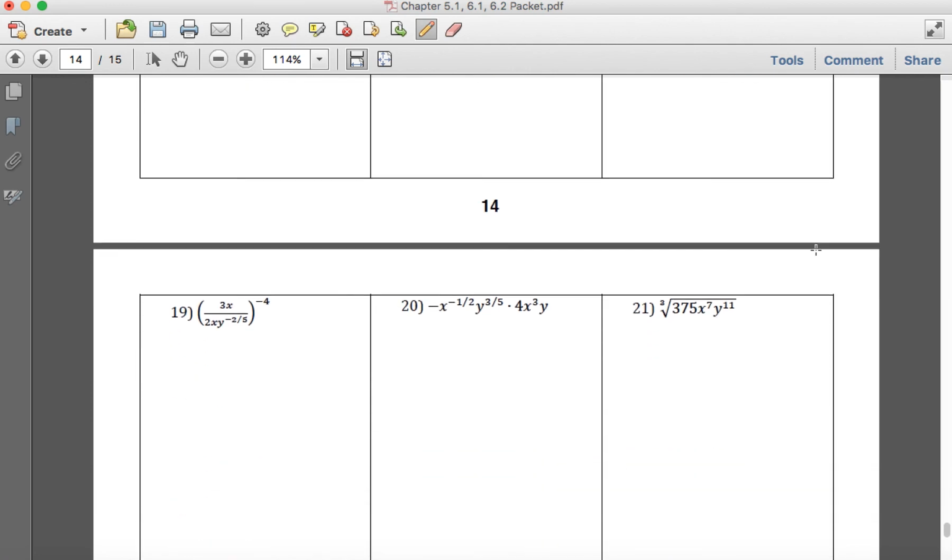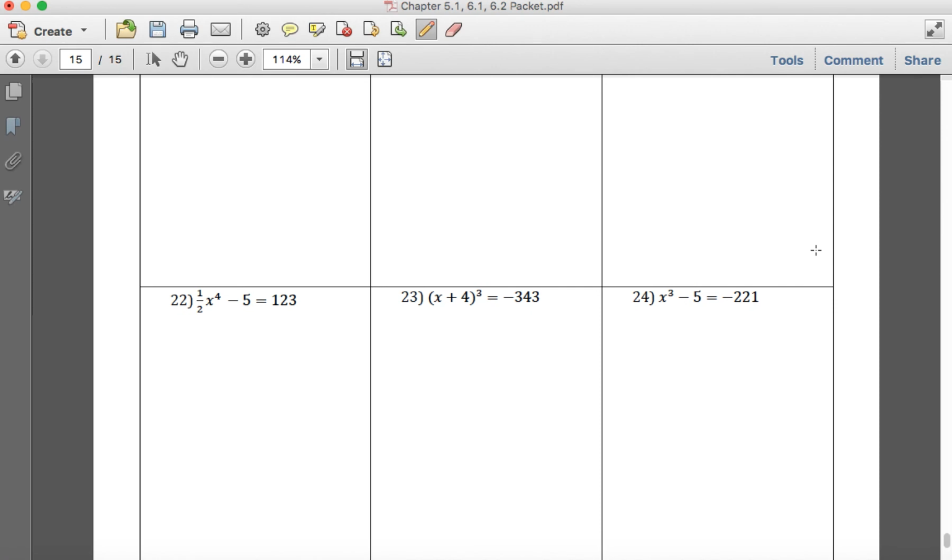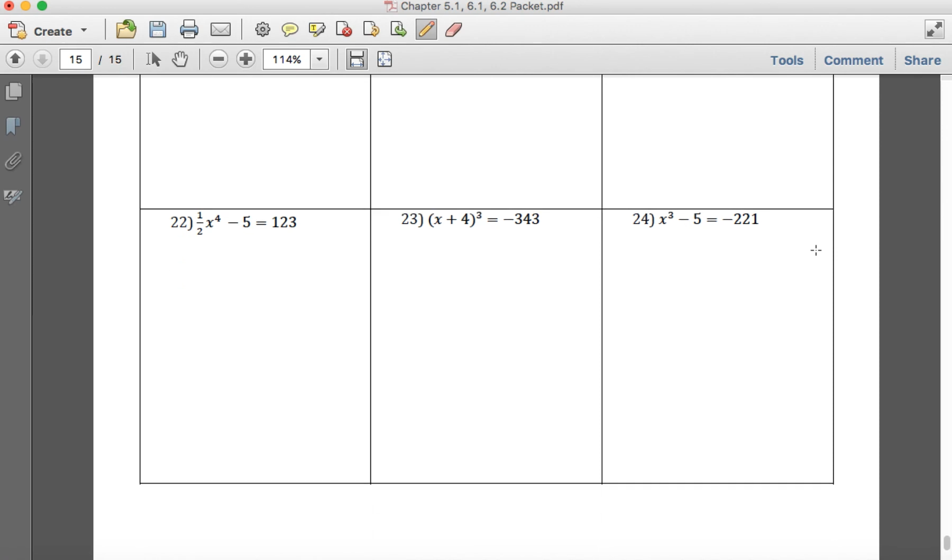Now let's do one problem on the last page here. Page 15. We'll try this one over here. First thing I'm going to do, add 5 to both sides. 1/2 x to the 4th is equal to 128. Times both sides by 2. x to the fourth is equal to 256. Then I want to take the fourth root of x to the fourth.